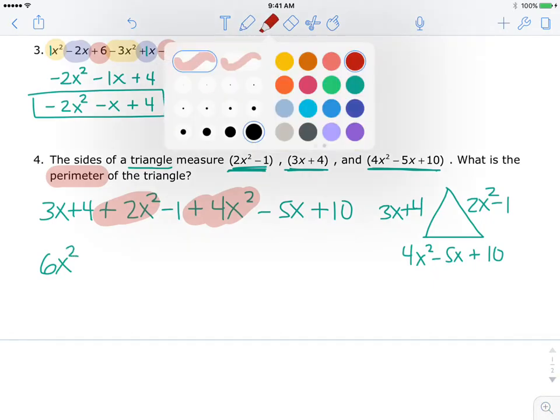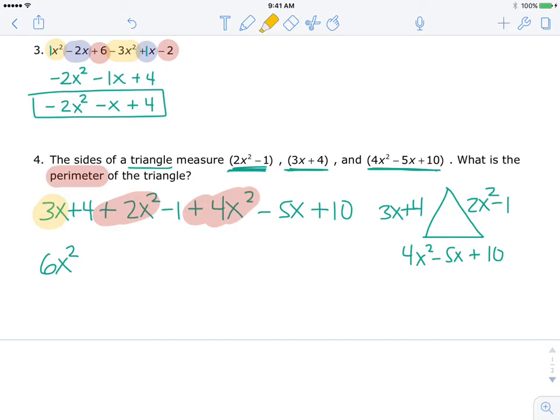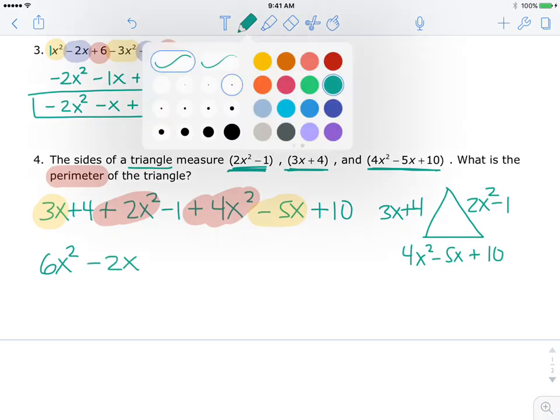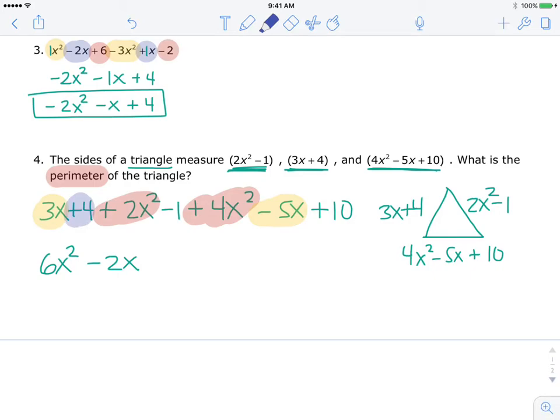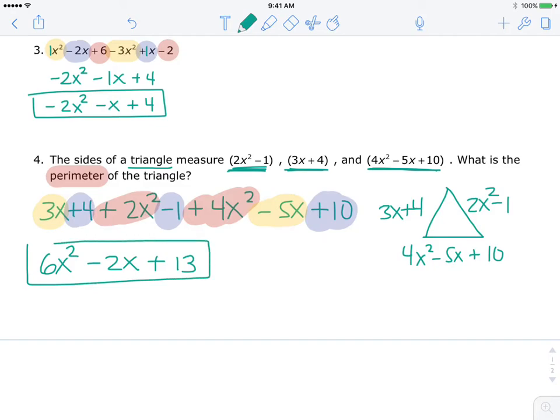All right, I see a couple of terms in there with an x, so I got positive 3x and negative 5x. So 3 minus 5 is going to give me a negative 2, and then just x. And then my last group is just my constants, my regular terms, my terms that don't have anything else with them. So a positive 4 and a negative 1. So 4 minus 1 is 3, but then we have to add 10. So that's going to give us positive 13. Okay, and this again is my final answer. None of these three terms can be combined because they are not like terms.